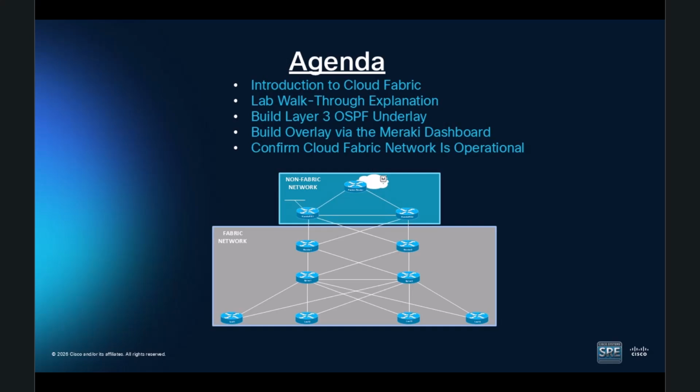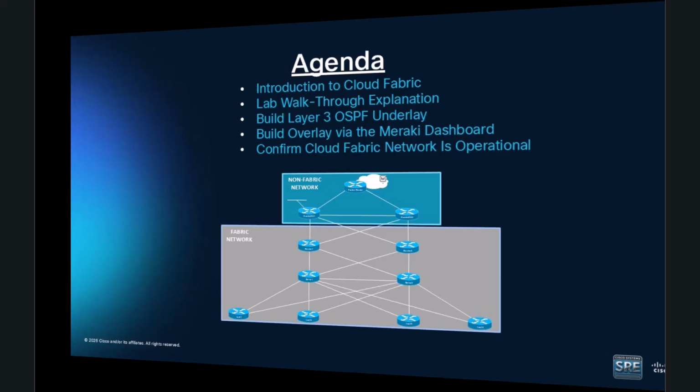And as if it was not exciting enough, we move into the Meraki Dashboard and configure and deploy the BGP EVPN overlay. And after the dust settles from all the configurations, we will explore the cloud fabric we just built and confirm that it is working as expected. I hope you are ready, because we are now off to build the cloud fabric.